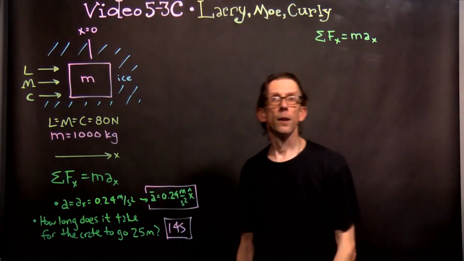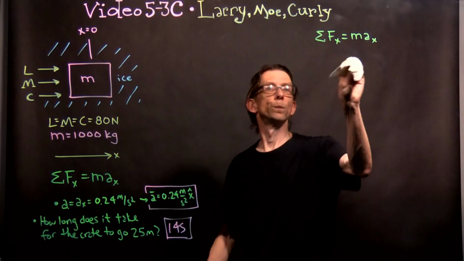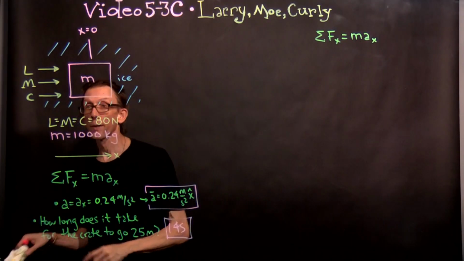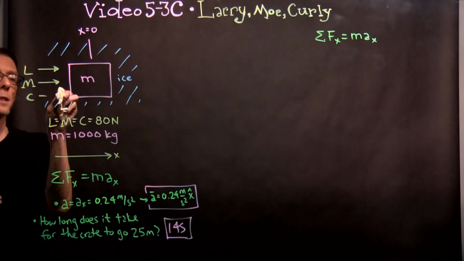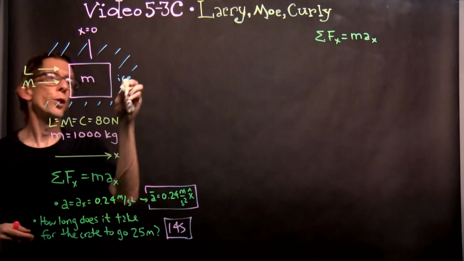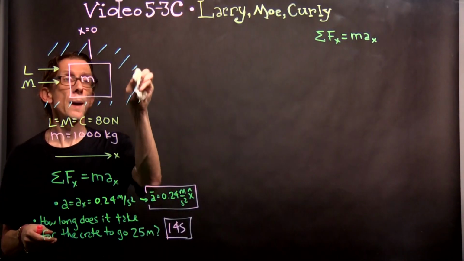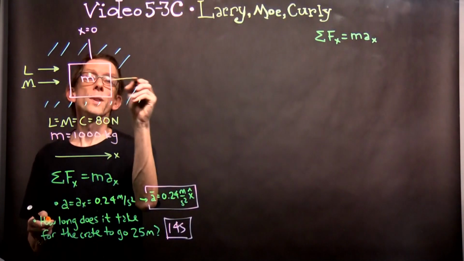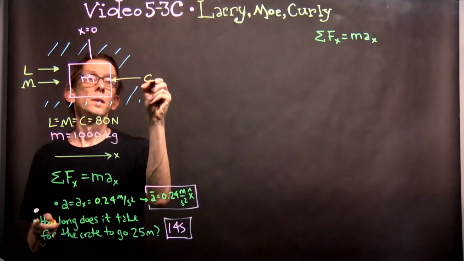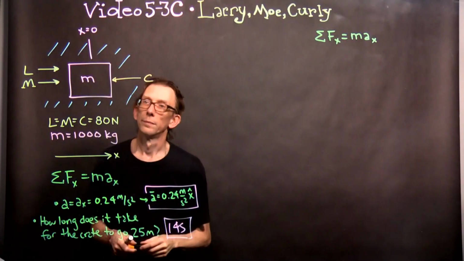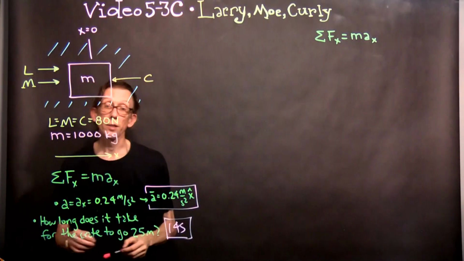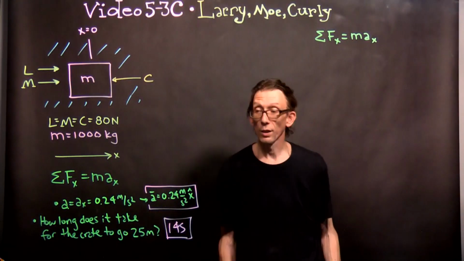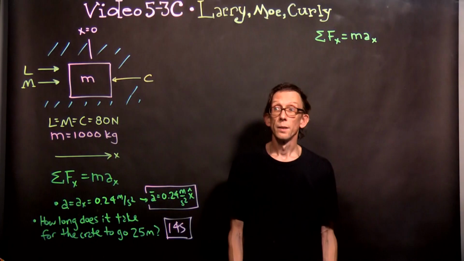But it is done. All right, so now we're going to have a little bit of a change. Curly is going to turn around to this side. It's still ice. Curly is going to come around and press from this direction now. And we're going to ask the same questions. What's the acceleration? And how long does it take to go 25 meters?